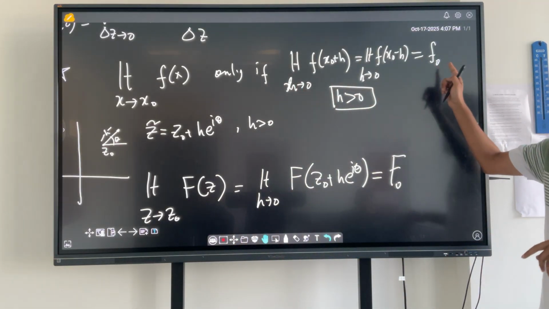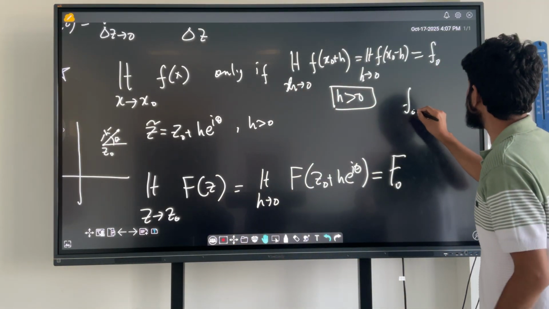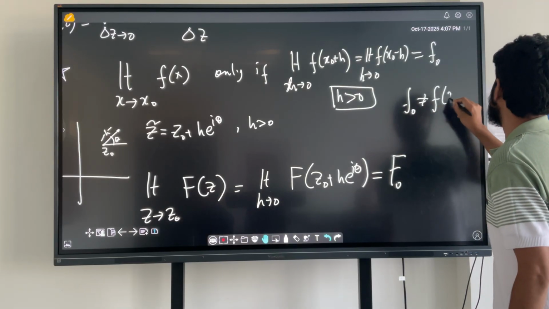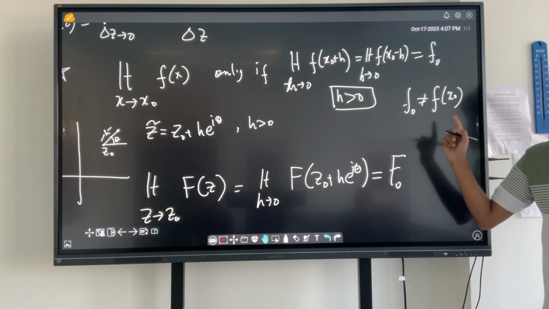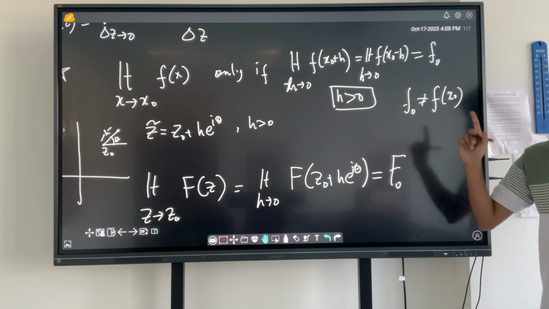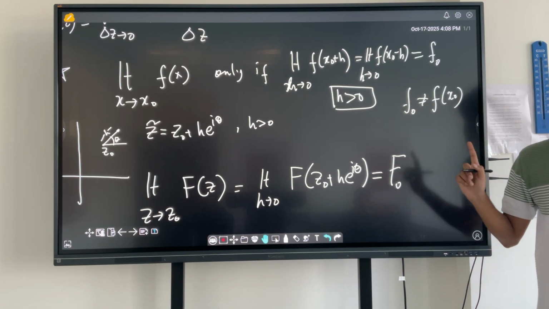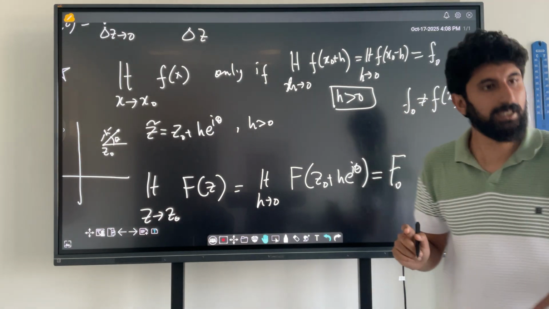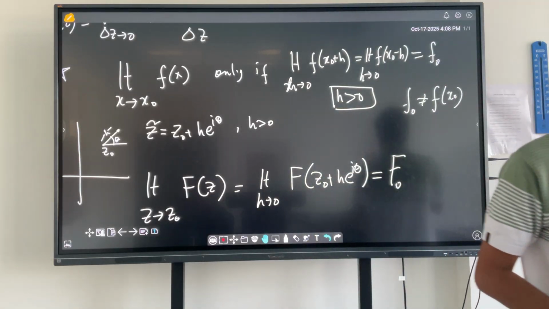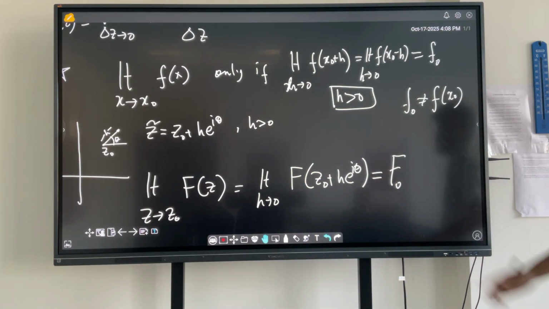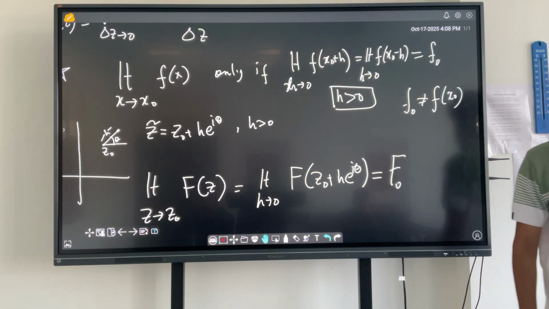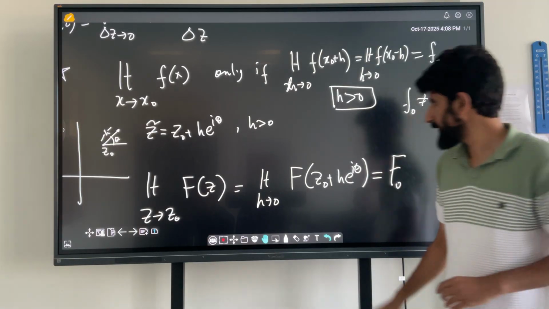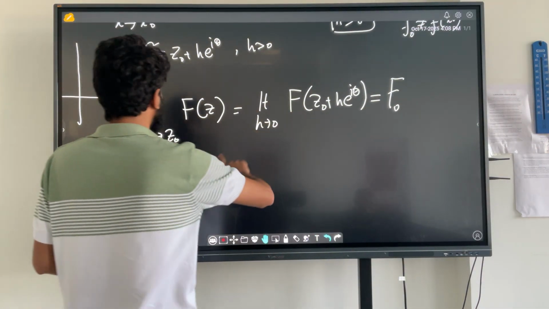F naught may not be equal to the function evaluated at x naught. The function may be completely ill-defined at x naught. It may be of 0 by 0 form, but the limit would still exist. Let's do an example, a complex one and a real one.